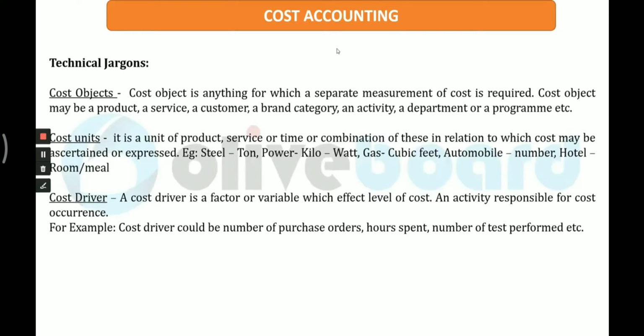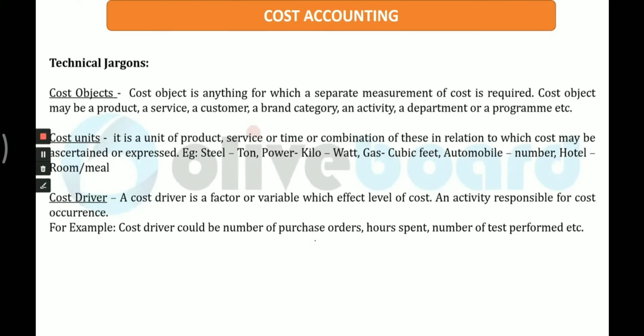For example, if it is power, we will measure in kilowatts. Gas, we will measure in cubic feet. Automobiles, the car industry, we will measure in units, numbers. If it is the hotel industry, we will measure by rooms. How many rooms are there? How many rooms are occupied? How many rooms are vacant? So we will go by rooms. If it is a restaurant, we will go by how many meals I have sold. So it is based on that. Correct? So it is a measurement, a unit of a product: how we are going to measure it. That's it.